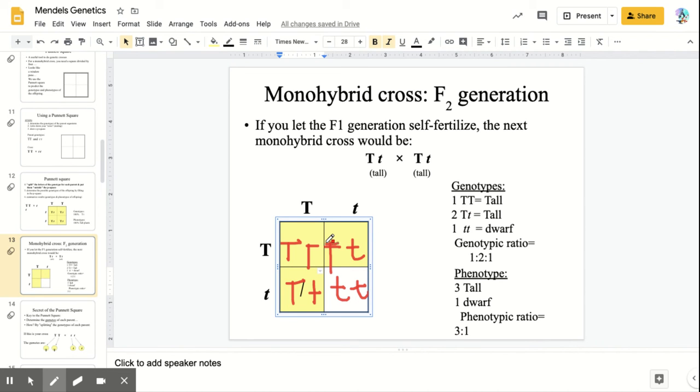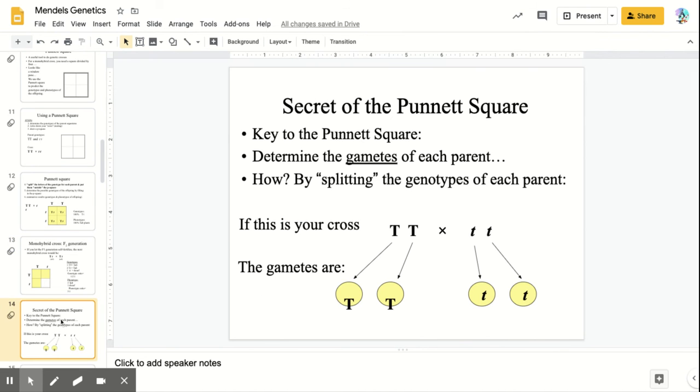Okay. So when we get to genotype, we have one big T, two big T, little t's. Then we have one little t. That means we have 3 tall and 1 short plant. 3-to-1 ratio.